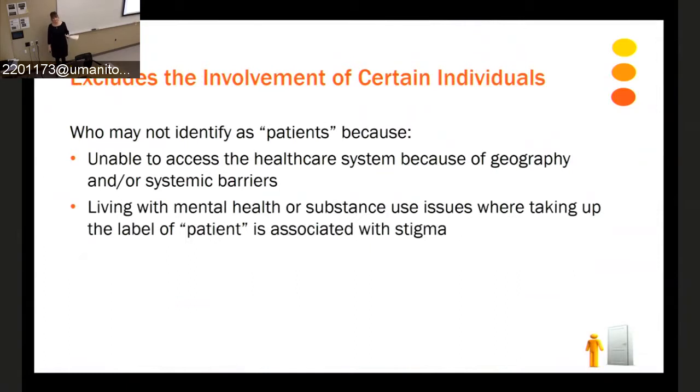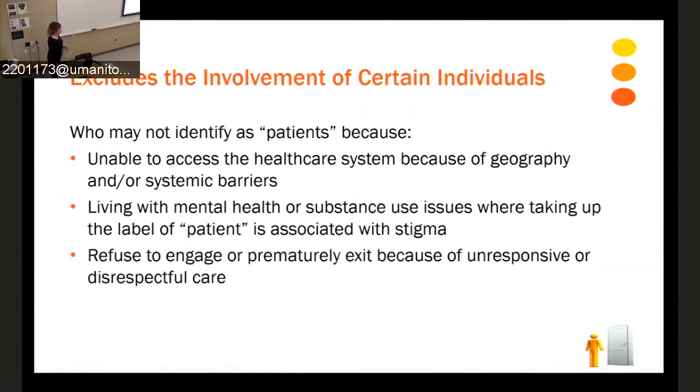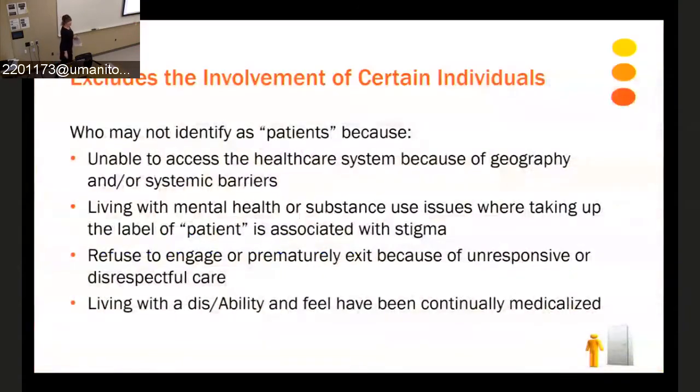We always have to be understanding and cognizant of the fact that, look at that, I'm moving too fast. We have to be cognizant of the fact that sometimes how we define patient and public engagement may exclude certain individuals. So people who don't necessarily identify as patients because they are unable to access the healthcare system because of geography, so rural, urban, but also because of systemic barriers, thinking of racism, colonialism, sexism, transphobia, homophobia, ableism, saneism, all of these types of things, sizeism may affect people's access to care.